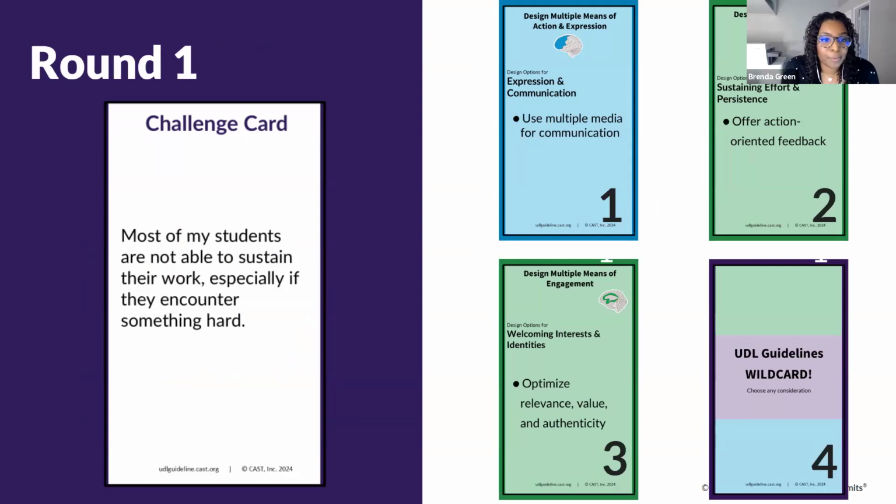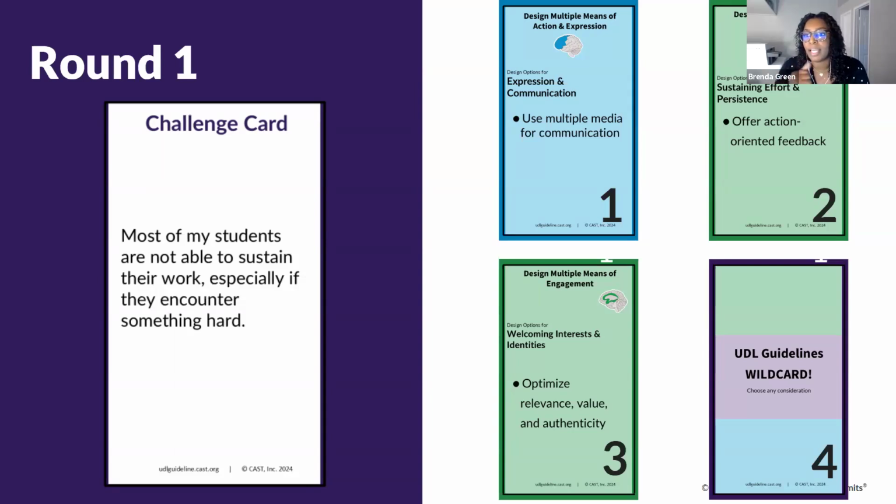Most of my students are not able to sustain their work, especially if they encounter something hard. So this challenge hopefully is familiar to us all. What I would like you to do is look at the 4 options on the screen. The first one, you have the guideline, expression and communication, and your option here to consider is use multiple media for communication. So that's number 1. If you're going to add in the chat the number 1, if that's the one you think is going to best meet this challenge, then a quick blurb on your justification.